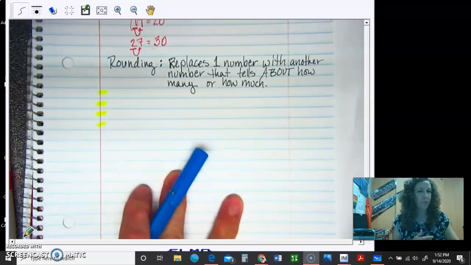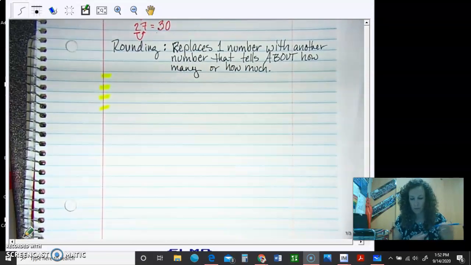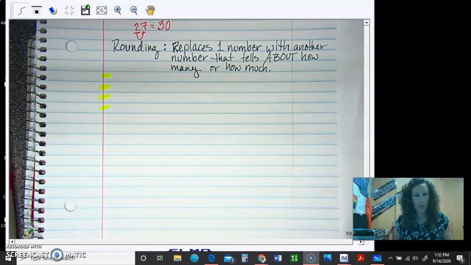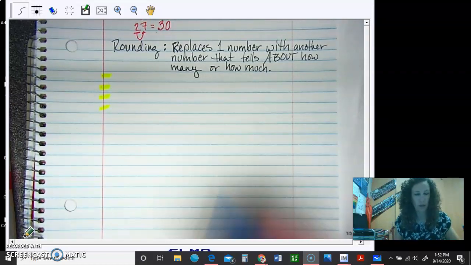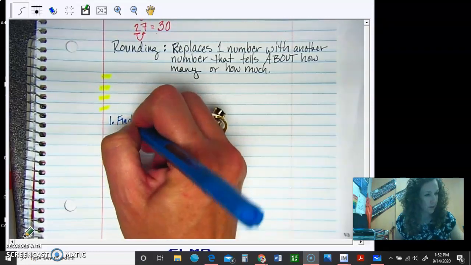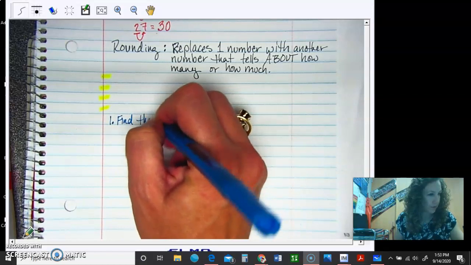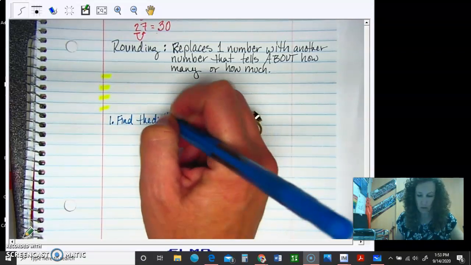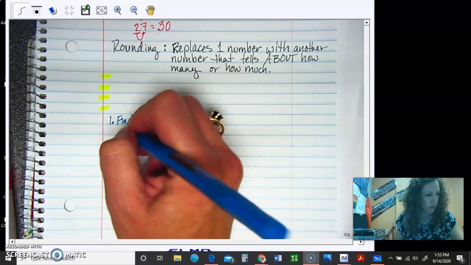Okay? Now remember, I don't box the flow map box until I've finished writing to make sure it fits. Okay? So, number 1, find the digit in the rounding place. Okay, that's your first thing. You're going to underline that digit. Just like I did up here.